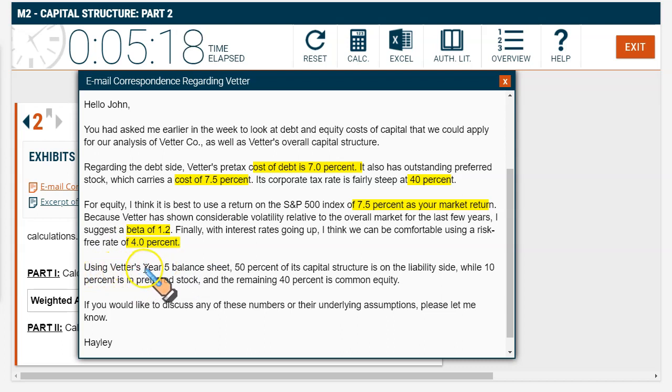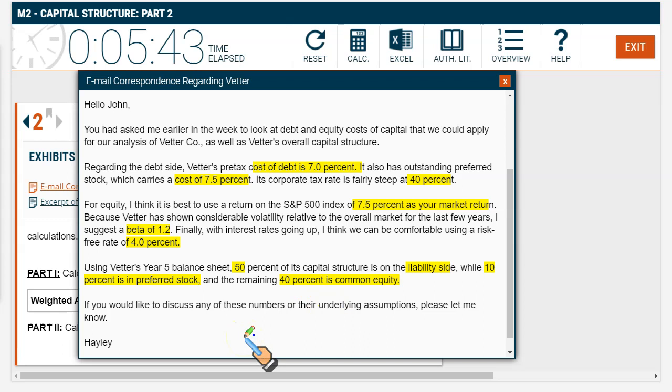Using Vetter's year 5 balance sheet, 50% of its capital structure is liability. Please mark this down. That is the debt, 50% debt, 10% on preferred stock. Let's highlight that as well. And finally, 40% in common equity. That's the proportion we will use in the weighted average cost computation. So let us do the computations now.